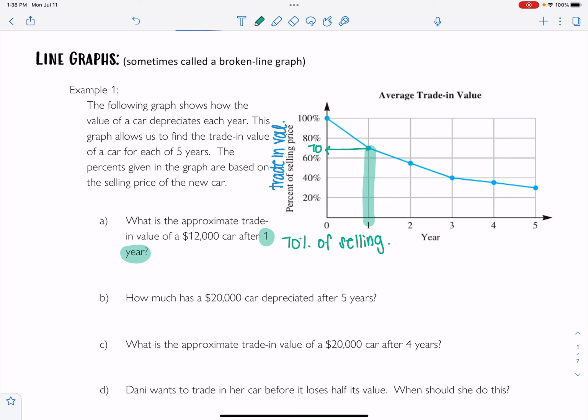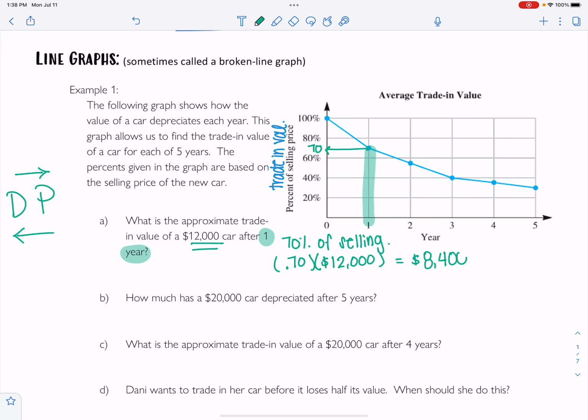Well, my selling price of my new car was $12,000. Now, I can't do 70% on my calculator. I have to convert that to a decimal. So if you remember our acronym DP, if you're going from percent to decimal, you're going to move it 2 decimal places to the left. And so that's going to give you 0.70. All right, so I'm going to multiply those two, and I get an answer of $8,400 as the trade-in value.